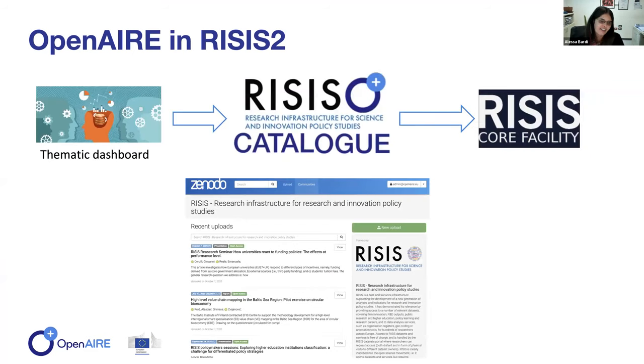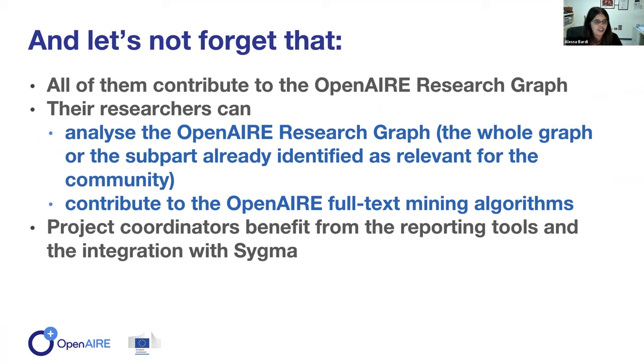And yes, I already mentioned the Zenodo communities. So let's go to the last slide, because all these projects you have heard about today contribute to the OpenAIRE research graph. Their researchers can use the OpenAIRE research graph. If they need it for research or analysis, or they want to calculate their own indicators, they can take the graph and use it as they want, because the graph is CC BY and is made available for everyone.